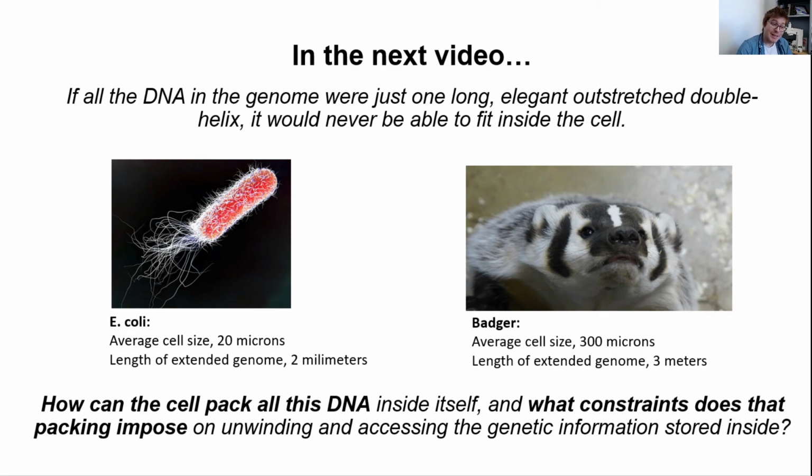So that's a huge difference in terms of the size of the cell compared to the size of the genetic material that it's packaging. And things get even worse when you get into organisms like us, or, in a blatant attempt to pander to you guys, this badger here, where the average cell size is 300 microns, and the length of its extended genome is actually 3 meters long. That is a huge difference between how big these cells are versus how much material you're trying to fit inside. And so obviously we're not going to be able to fit this material just as a long B-form helix.